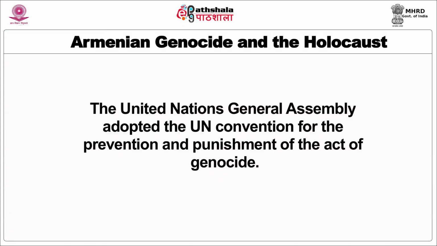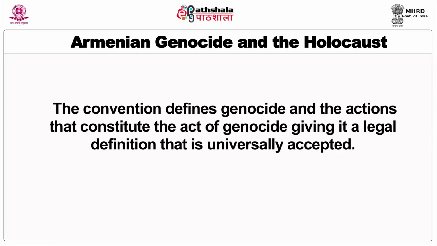After the Second World War, the international community recognized the need to codify and prevent these atrocities. The United Nations General Assembly adopted the United Nations Convention for the Prevention and Punishment of the Crime of Genocide. At the time of coming into force, this convention was signed by 41 founding parties and had 146 states participating. The convention defines genocide and the actions that constitute the act of genocide, giving it a legal definition that is universally accepted.